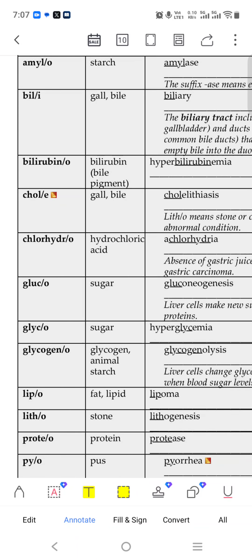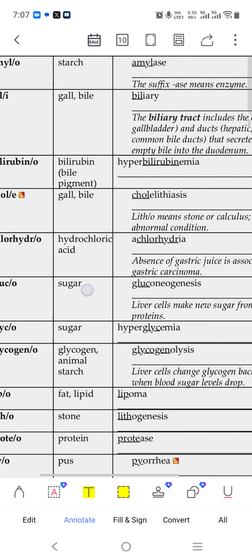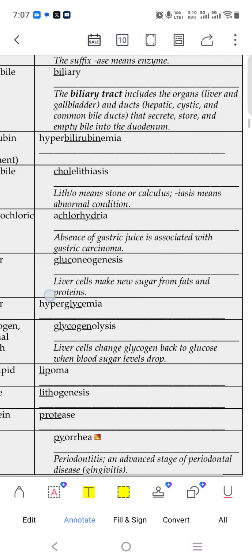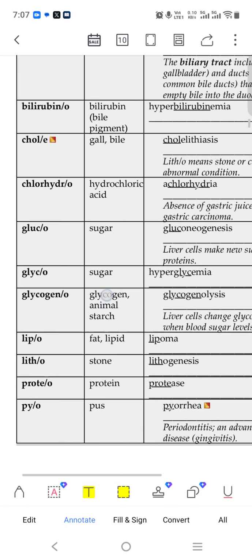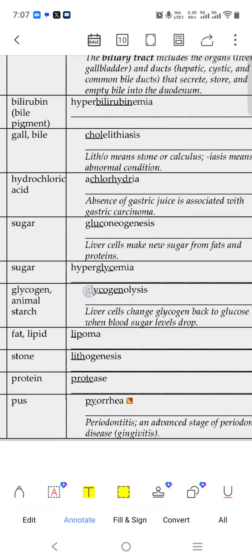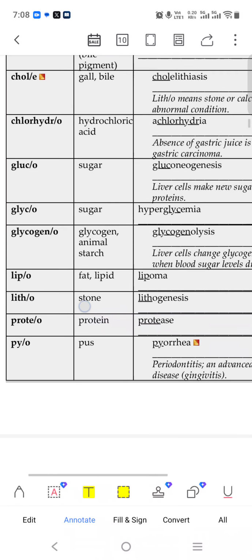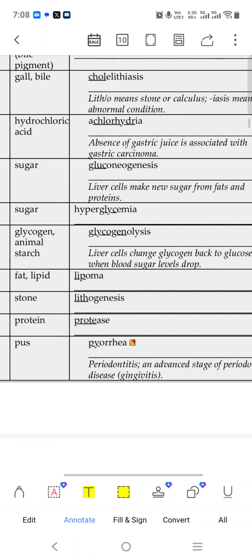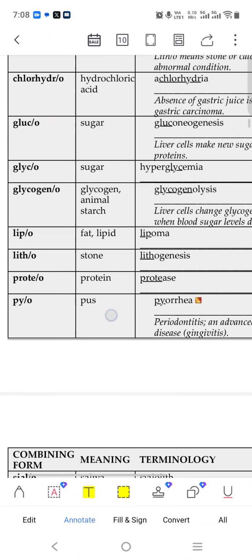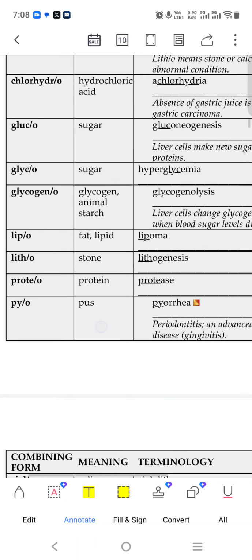Chlor, chlorhydria, like achlorhydria: absence of gastric juice is associated with gastric carcinoma. Glucose means sugar. Gluconeogenesis is the formation of new glucose. Glyco means sugar. Hyperglycemia means an excessive amount of sugar. Glycogen. Glycogenolysis is the breakdown or discharging of that glycogen.